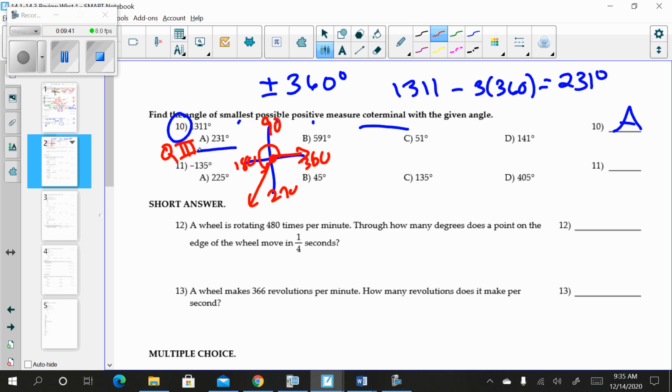Number 11, I'm going to have you do to find a positive coterminal. If you're already in the hole, guess what you're going to have to do? Add, right? We got to get out of that hole. And if you're even more in the hole, just keep adding until you get to the smallest positive. It's just the easiest number to deal with.